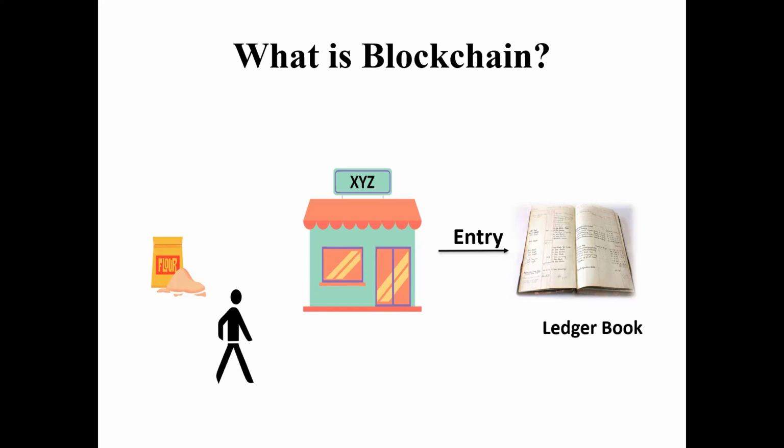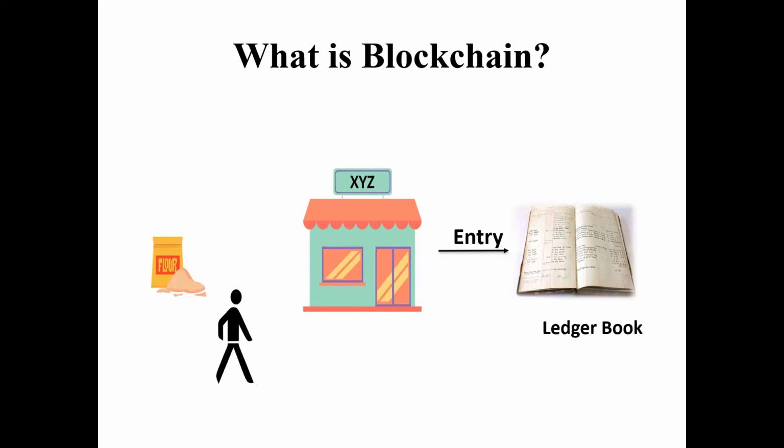But the thing is, let's say that person doesn't have money at that time. In that case, they will borrow that grocery from that shopkeeper, and they will say that I will pay money later on. You will put that entry in their ledger book. So a ledger book is just a physical register.